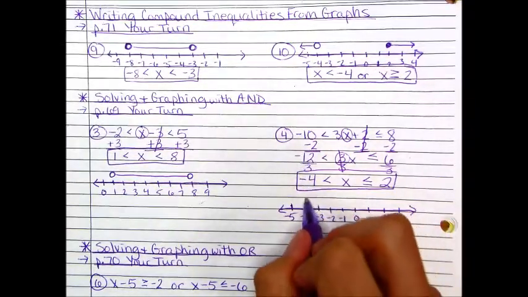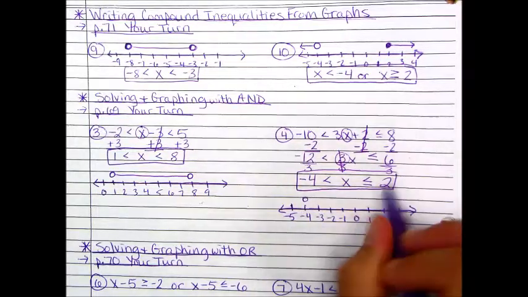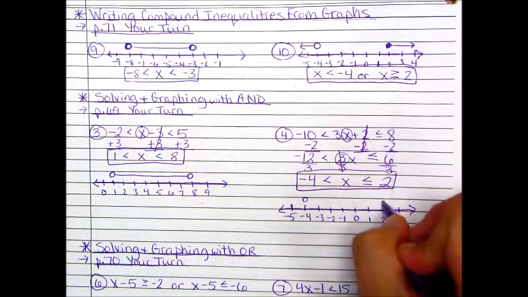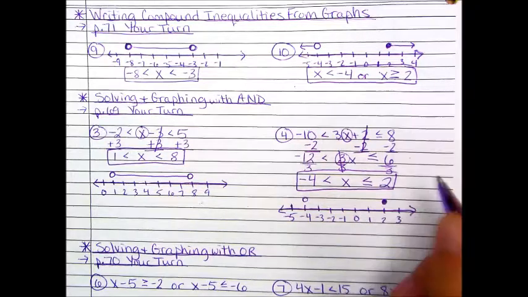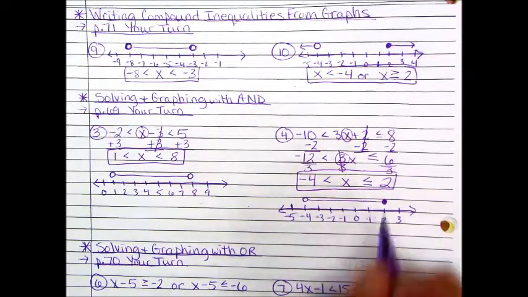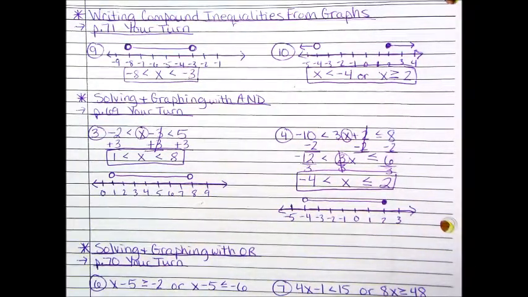And in this one I would have an open circle at negative 4, but I would have a closed circle at 2 to show that it could equal to, and then anything in between. So those are our and graphs that connect in the middle.